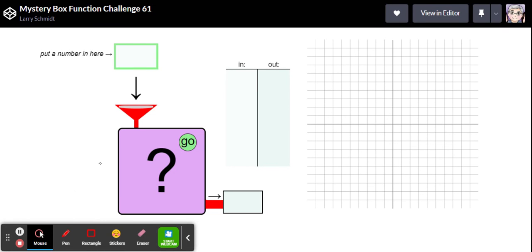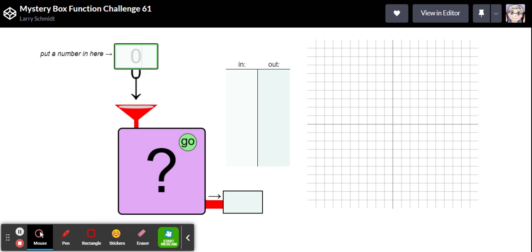In this purple mystery box there is some math and your job is to figure out what that math is. You can pause this video, go to the link in the description, and then put in as many numbers as you like in the top, see how they come out transformed at the bottom, and use that information to figure out what's inside the mystery box. When you've got an answer, come on back, watch the rest of the video, and see if I get what you get. All right, let us begin.